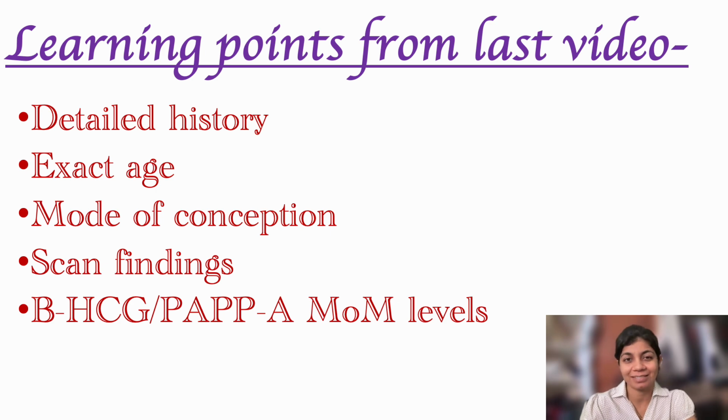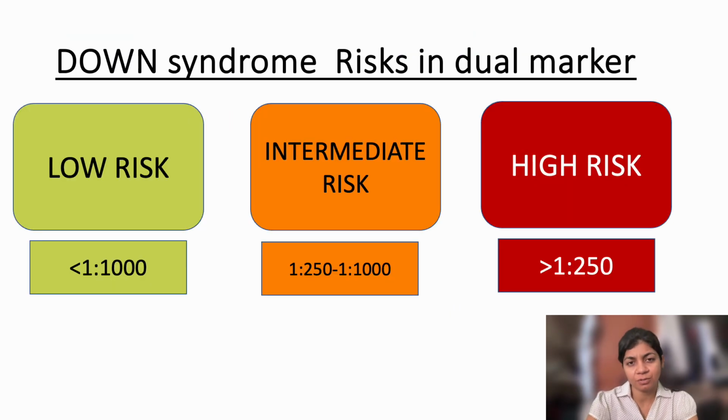In case of Down syndrome risk in dual marker, it comes as low risk when it is less than 1 in 1000, or high risk when it is more than 1 in 250. There is one more category, known as the intermediate risk. If it falls between 250 and 1000, then we call this an intermediate risk. Some labs do report intermediate risk and some labs report just high risk or low risk. So always look at the numbers also, to see what type of risk it is.